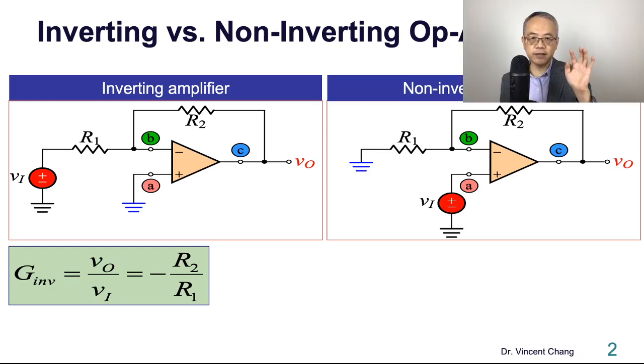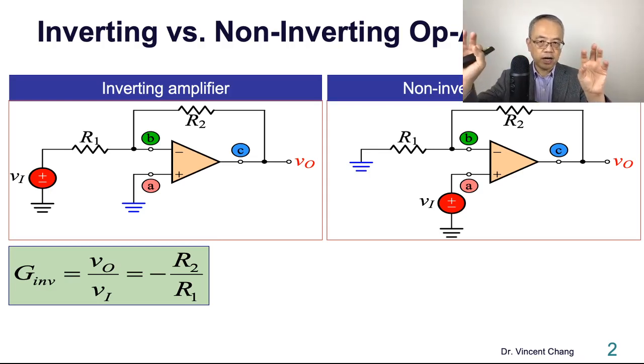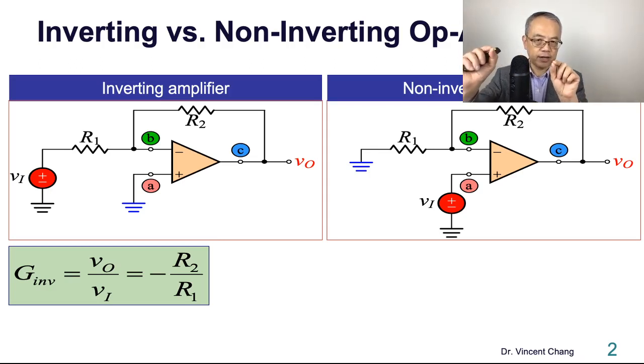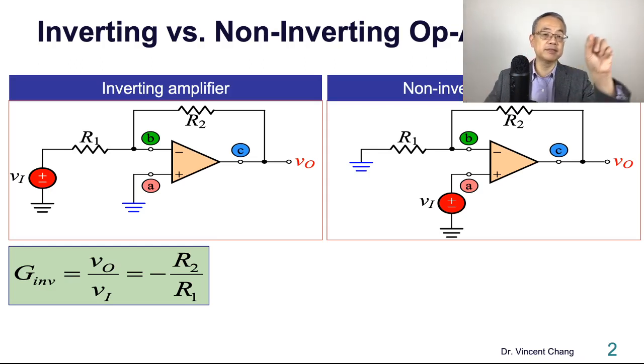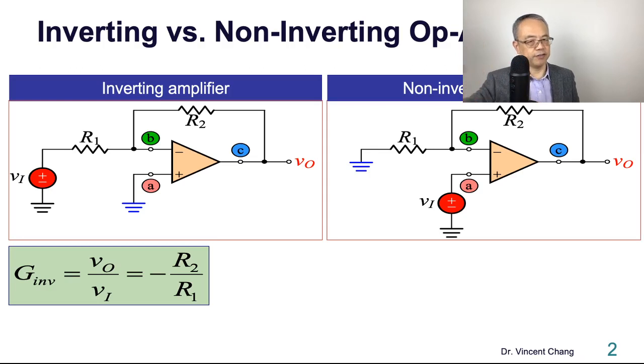Another interesting phenomenon that you can pay attention to is the red Vi and the blue ground. You see, they are interchanged with each other. If you flip the red Vi and blue ground, it will become the right-hand side circuit, right? And if you look at the right-hand side circuit and flip the red Vi and the blue ground, you will go back to the inverting circuit on the left-hand side. That's the interesting thing you can pay attention to, the relationship between these two circuits.